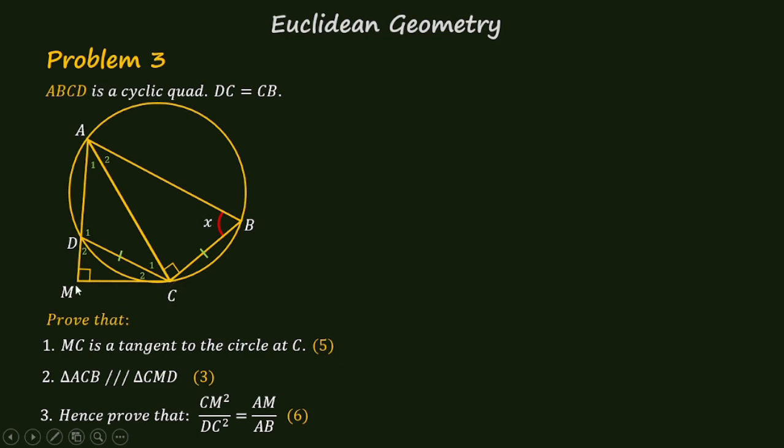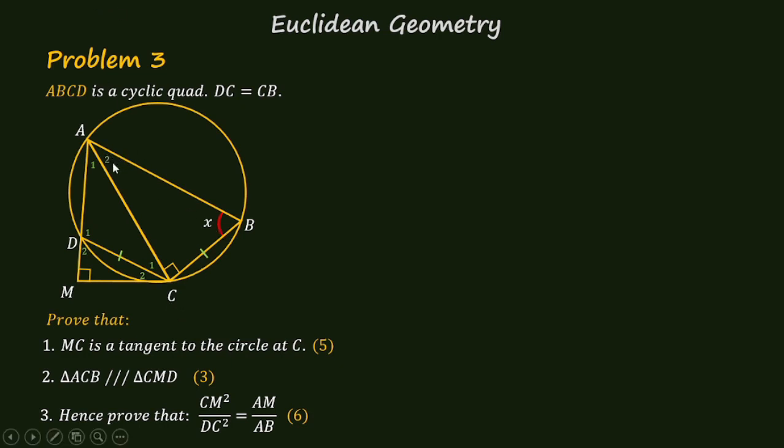Now, to show that MC is a tangent to this circle, we need to show that the angle made by this line and this chord DC, the angle C2, equals the angle subtended by this chord at the circumference. So in other words, we are required to show that C2 equals A1. If we can show that, we would have shown that MC is a tangent to the circle at C. Let's start with the A2 that we have here.